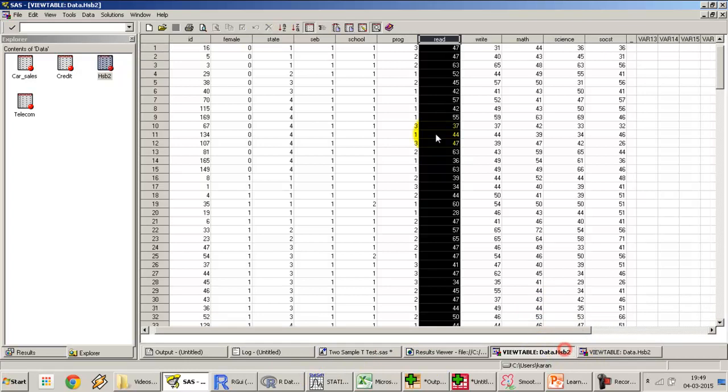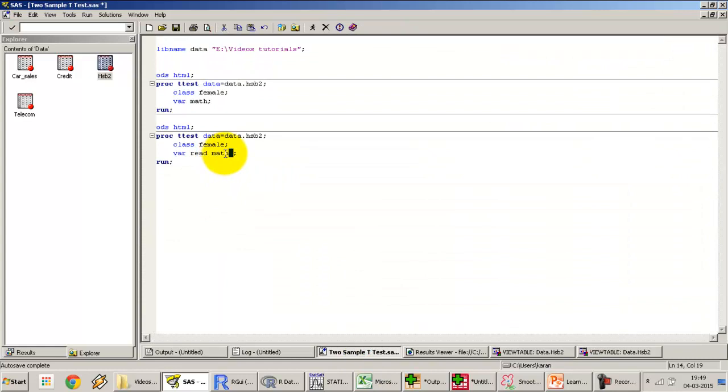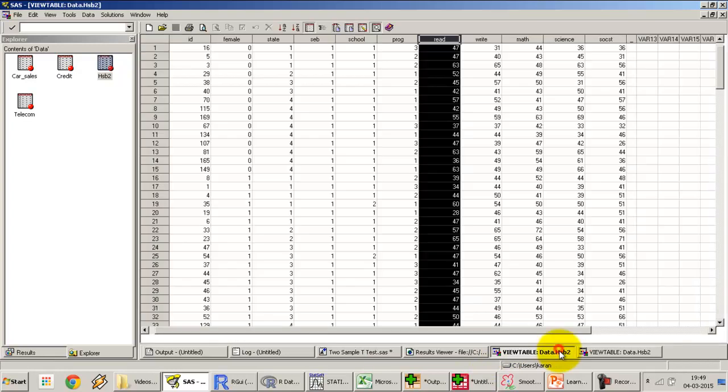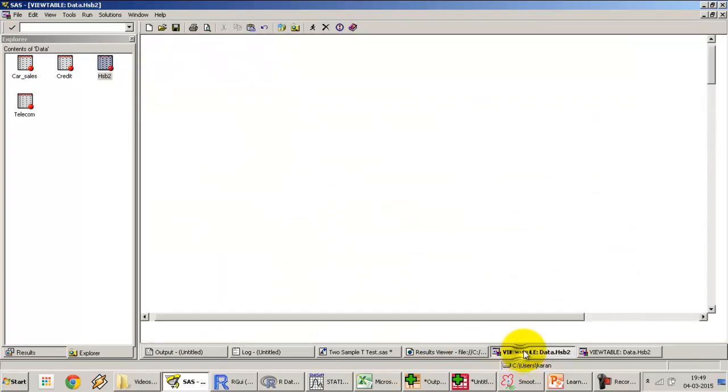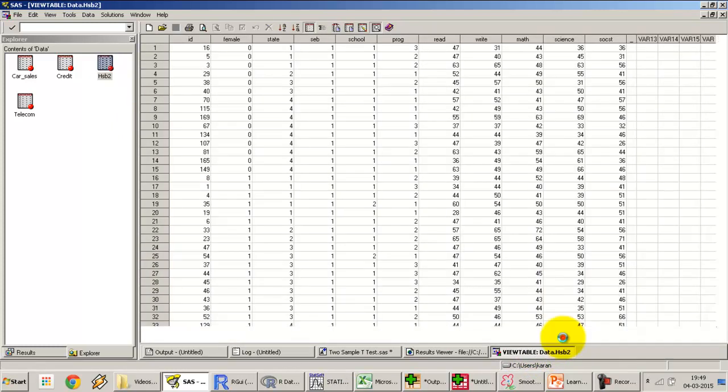So I'm going to do that over here. So I select read, write, math, science, social studies. So I've got read, math, write, social studies and science. Just checking the spelling. Spelling seems fine. We've got all of this. Close the data.